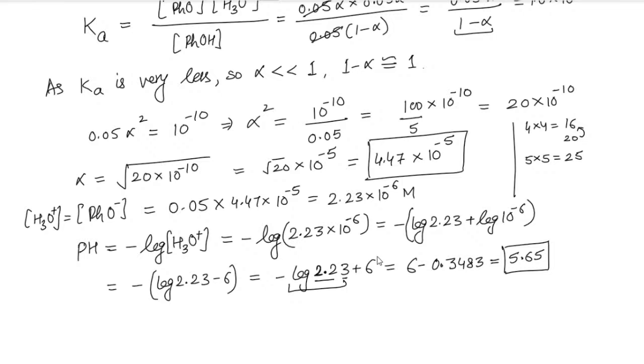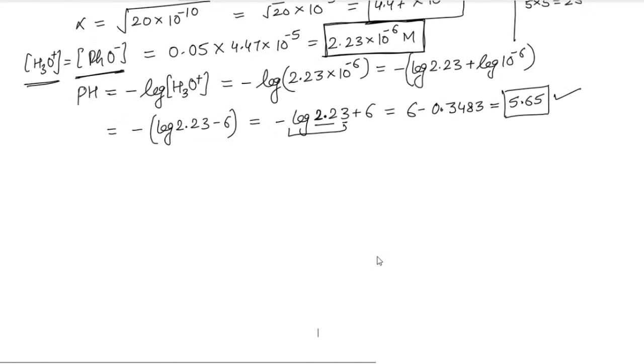Now in case 1, the pH of the solution is 5.65 and the degree of dissociation is 4.47 into 10 raised to minus 5. The concentration of H3O plus and phenoxide ion is 2.23 into 10 raised to minus 6. Now the next question, case 2.